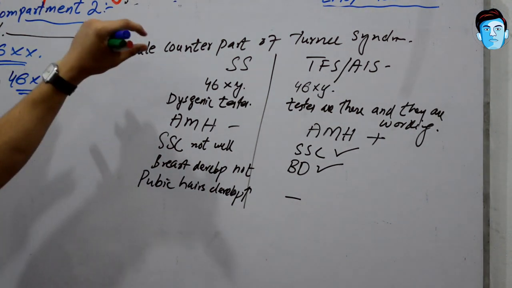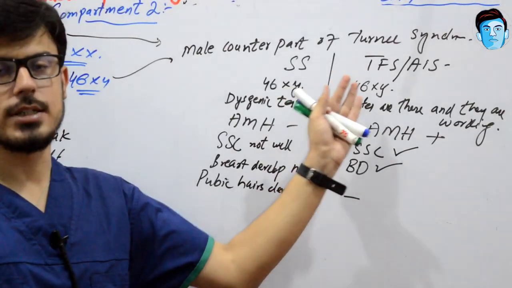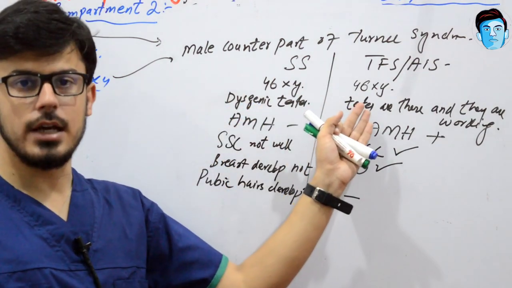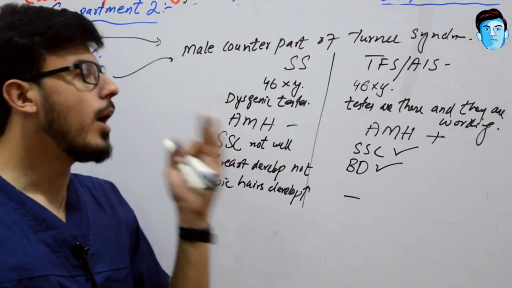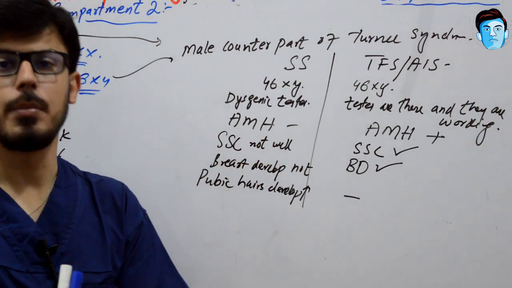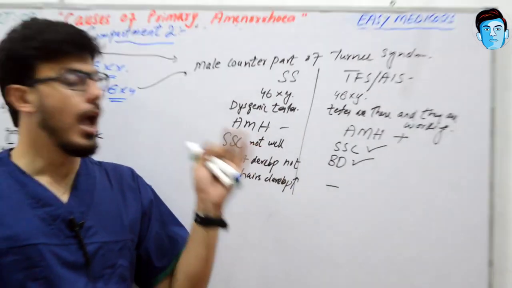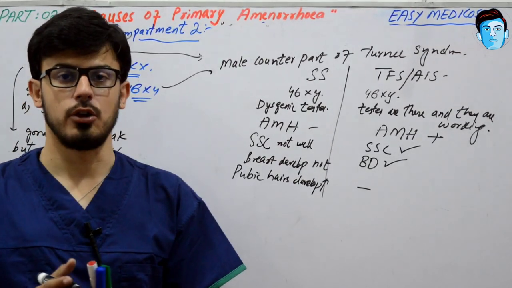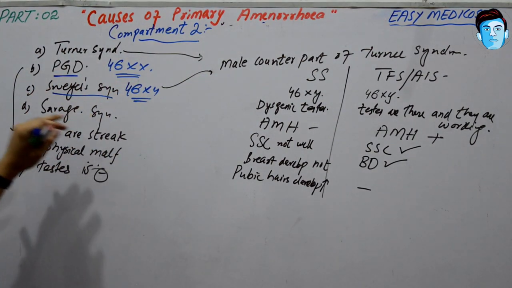So now let's repeat the differentiating points of Swyer syndrome and TFS syndrome. The genotype is the same, 46XY, so the karyotype is the same. While there are dysgenic testes, the testes are there, but they are not working properly. The anti-Mullerian hormone is absent in Swyer syndrome, while it is present in TFS. The secondary sexual characteristics plus the breast development are not well developed as compared to TFS syndrome, and the pubic hair is more developed in Swyer syndrome as compared to TFS syndrome. So students, that's all about Swyer syndrome.